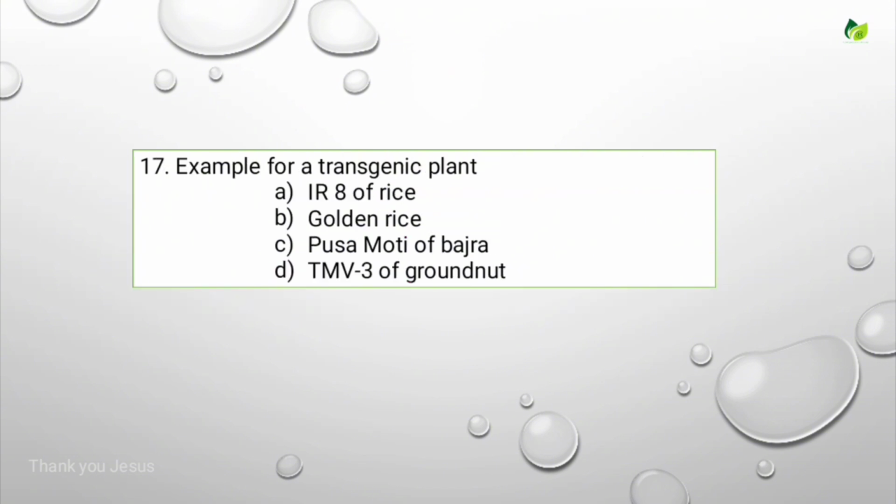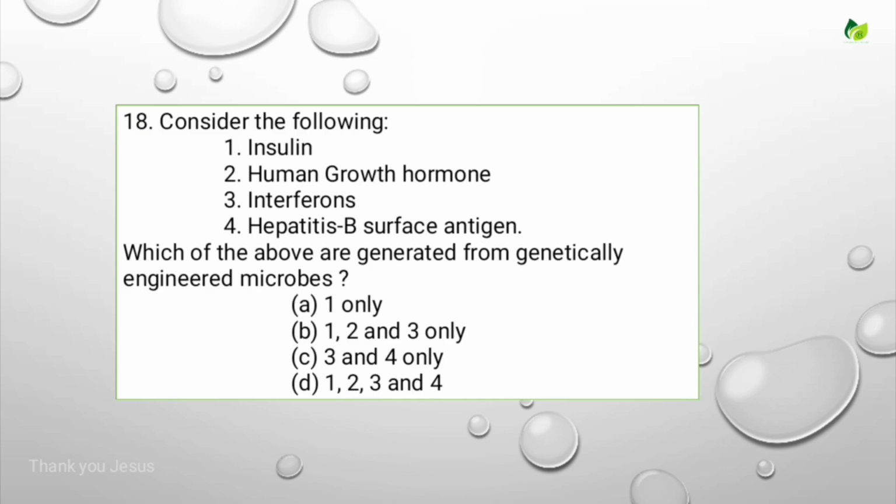Example for a transgenic plant. Options are IR8 of rice, golden rice, Pusa Moti of Basra, TMV tree of groundnut. For this, the correct answer is golden rice is a transgenic plant. Let's see the next question.